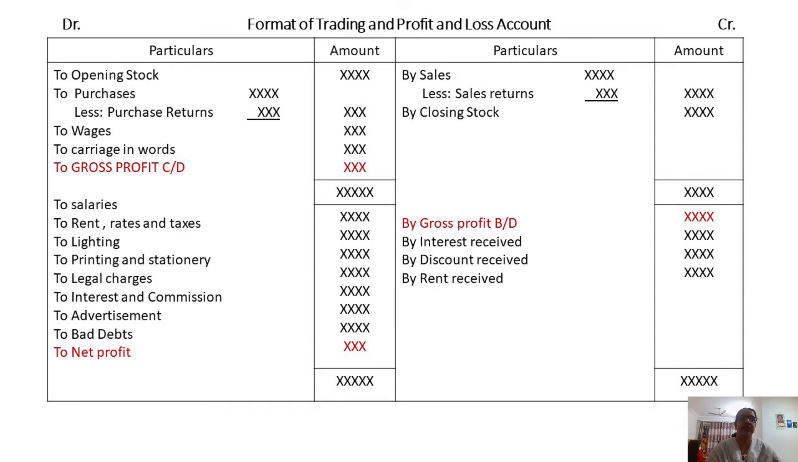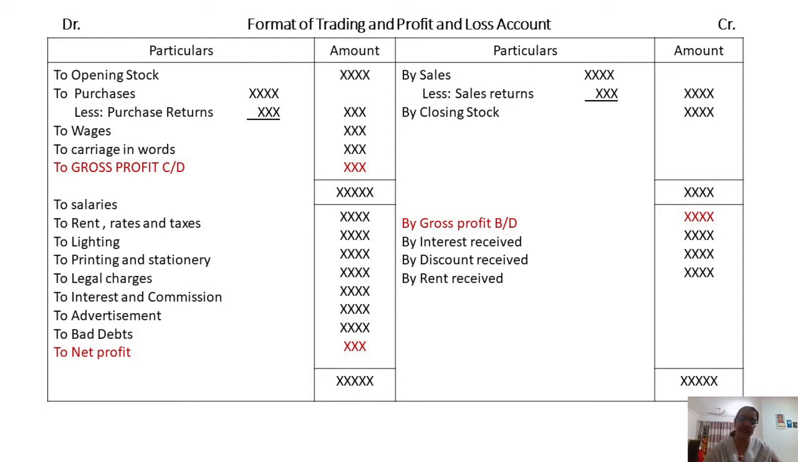That is the opening balance. Then all incomes are credited, all expenses are debited. So incomes like any indirect income you receive, that is interest received, discount received, rent received, all those incomes are recorded in the credit side.